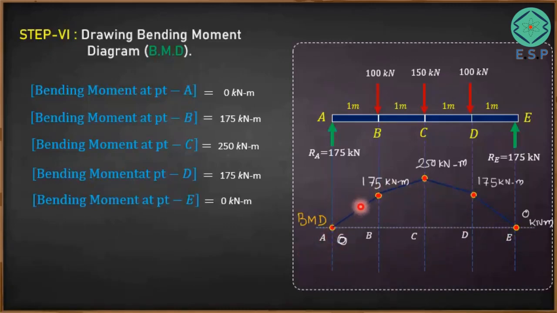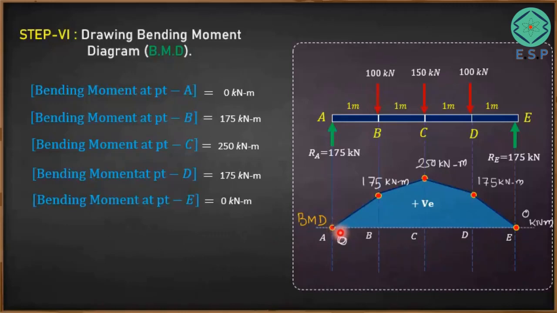It increases from 0 to 175, and goes to the maximum value of 250 kN. From 250 kN, it goes to 175 kN at point D, and then at last, till point E, the value of bending moment becomes 0. This particular variation is called the bending moment diagram, what you have seen. Since the bending moment is above the horizontal axis, all the bending moments are positive in this particular case. Like this we have got the variation of bending moments represented by the bending moment diagram.